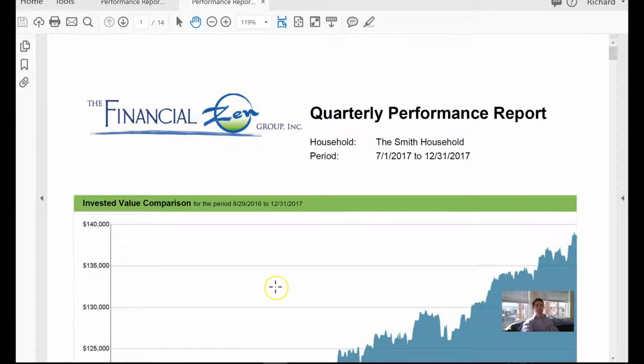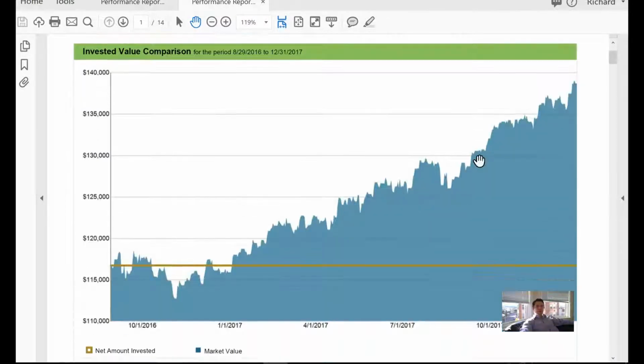All right, so this is the Smith household. This is from July 1st to the end of the year, right? So for the last 6 months. The performance reports are meant to read like a newspaper. So the most important stuff and the things that I get asked most about are at the top. And then the further down you get, the deeper into the details you will get as well.